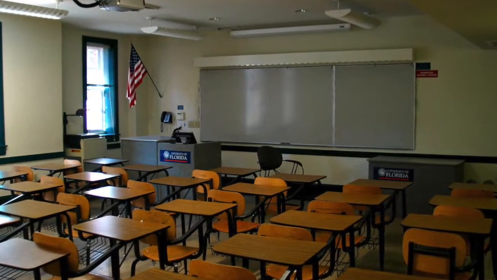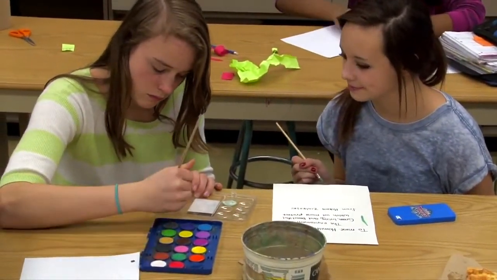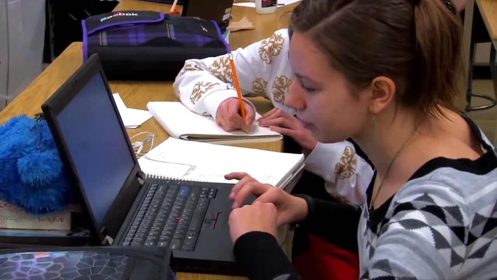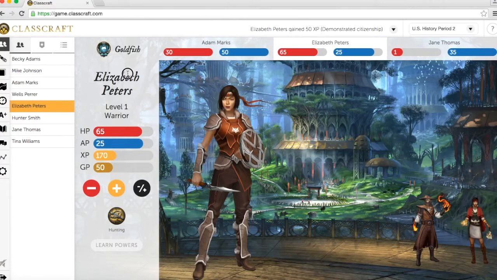Classcraft is a system of classroom rewards and punishments that helps students manage each other's behavior and academic engagement. How does it do this? Each student has an avatar that represents him or her in the world of Classcraft. This avatar has health points, action points, experience points, and goal points.